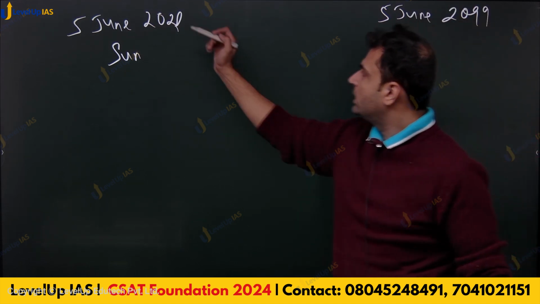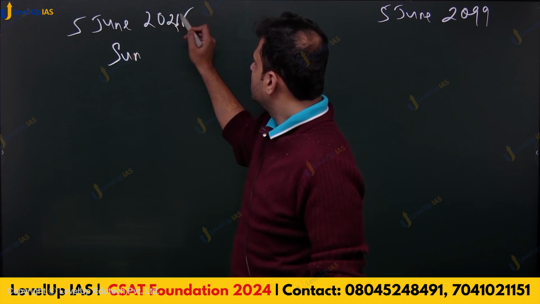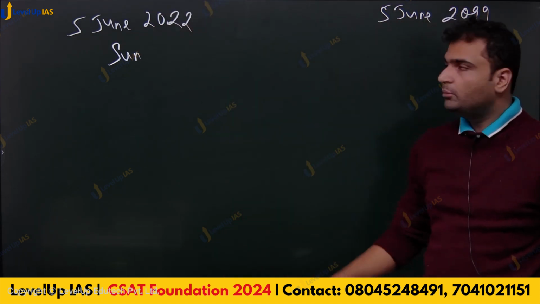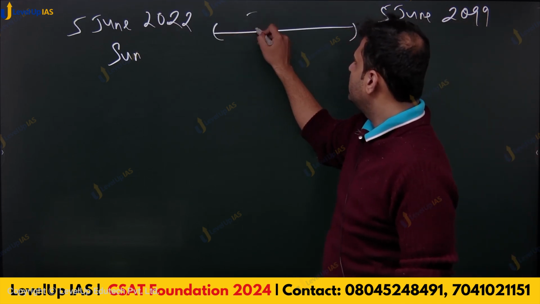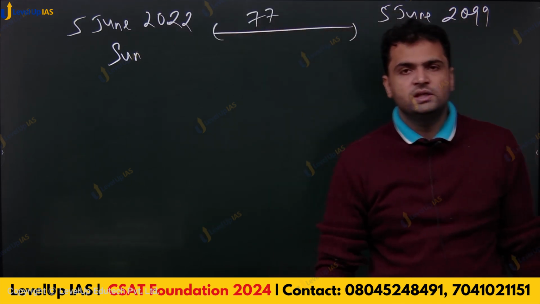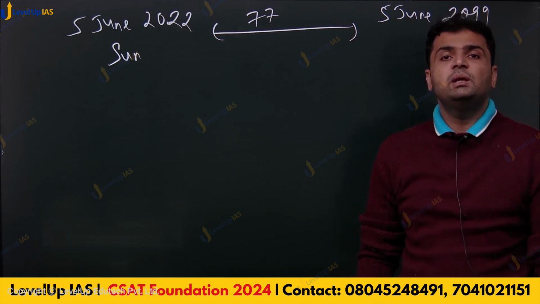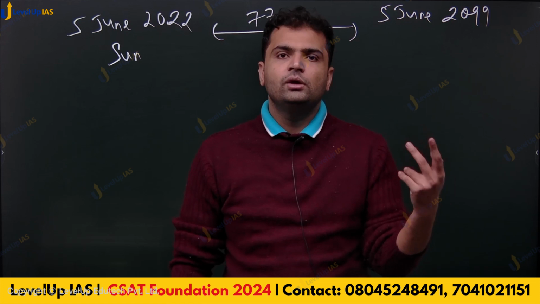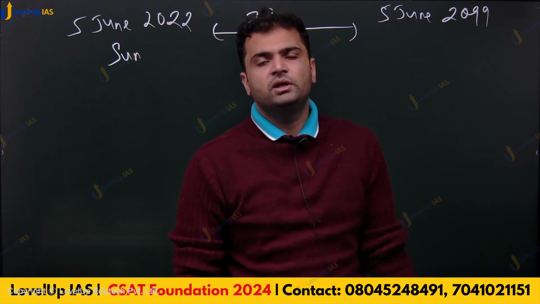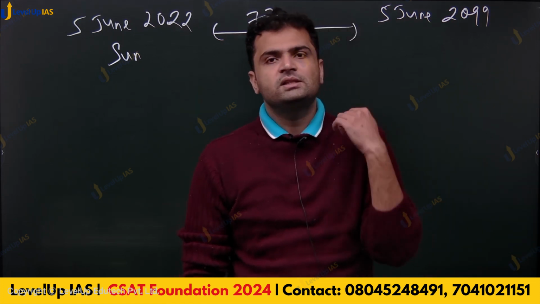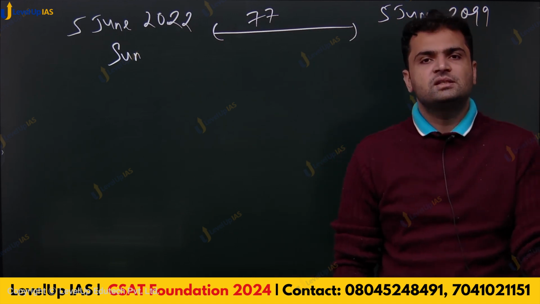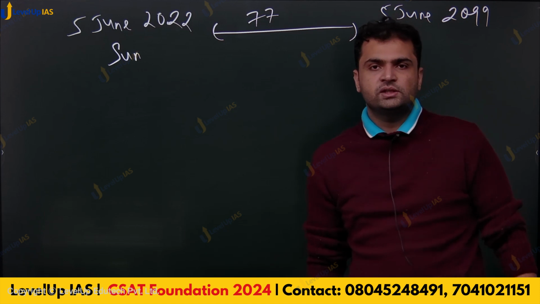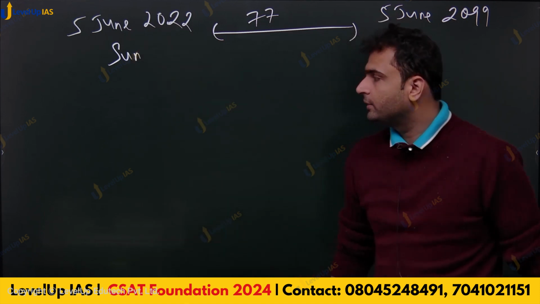2099. So you can see that there are 77 years in between. This gap is of 77 years, and out of those 77 years we want to find out how many leap years come, because each leap year has 52 full weeks and 2 extra days, and each non-leap year has 52 full weeks and 1 extra day. So we want to find out how many extra days are coming up, and accordingly we will go extra from Sunday to that day ahead.